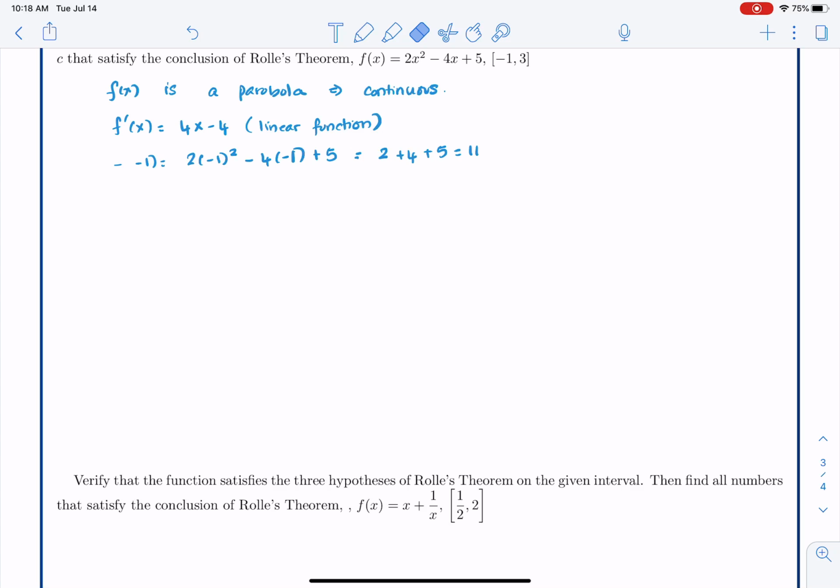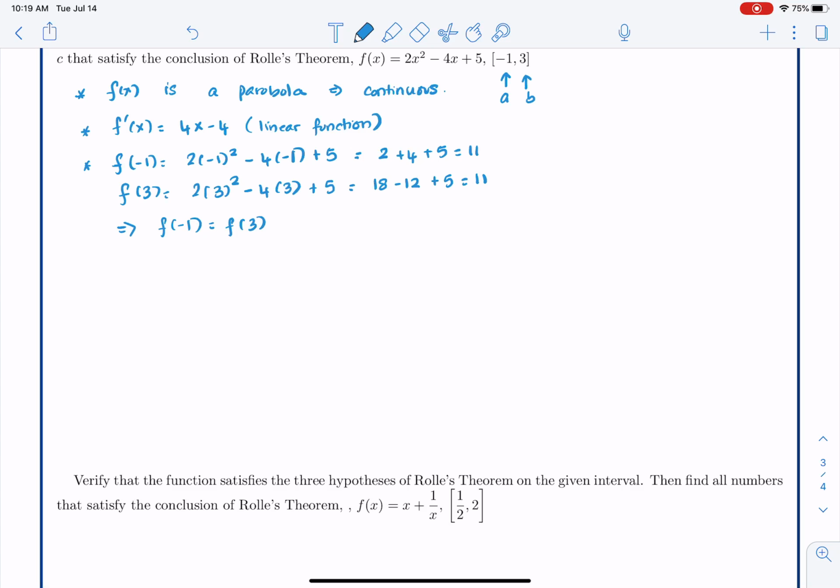f of 3 is 2 times 3 squared minus 4 times 3 plus 5, which is 18 minus 12 plus 5, I get 11. This implies f of minus 1 equals f of 3. So that is a and that is b. So we have a condition in Rolle's theorem that is satisfied. So we have a continuous function, we have its derivative, and we have the condition where f of minus 1 is equal to f of 3.